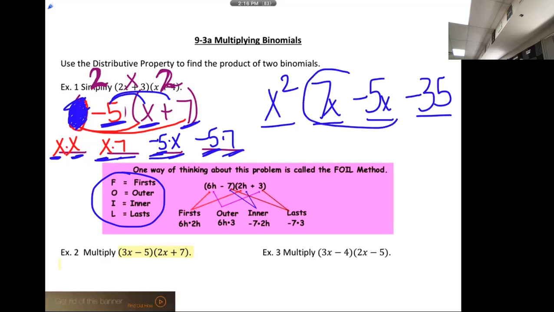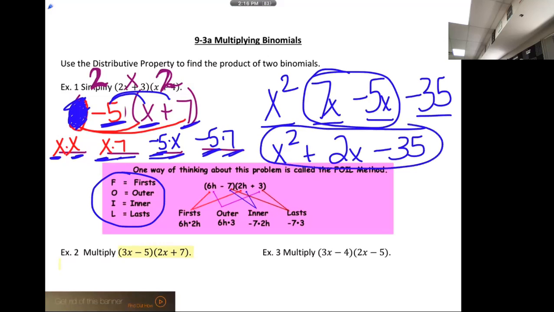These two have the same variable to the same power. They're like terms. We can add them together. What's 7x minus 5x? This answer is x squared plus 2x minus 35. That's what the answer to this is.